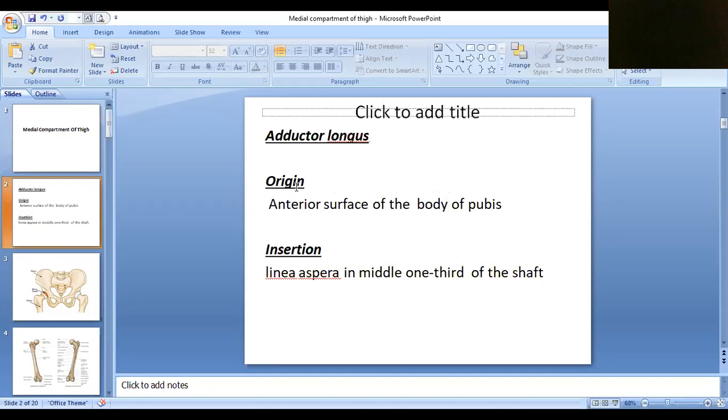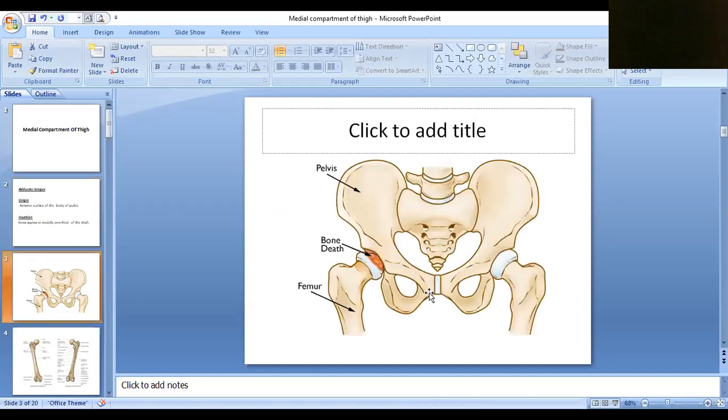It arises, or has its origin, from the anterior surface of the body of the pubis, and is inserted into the linea aspera in the middle one third of the shaft, or middle part of the linea aspera. So what is meant by that? First we will check the origin: the anterior surface of the body of the pubis. This is the pubic bone, the body, then the superior ramus and inferior ramus.